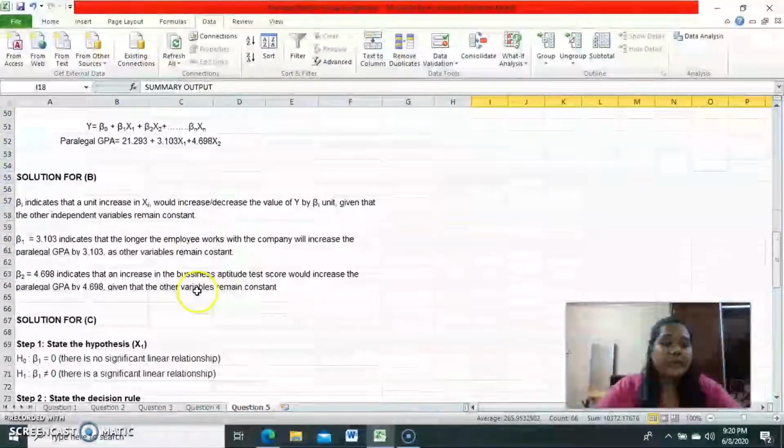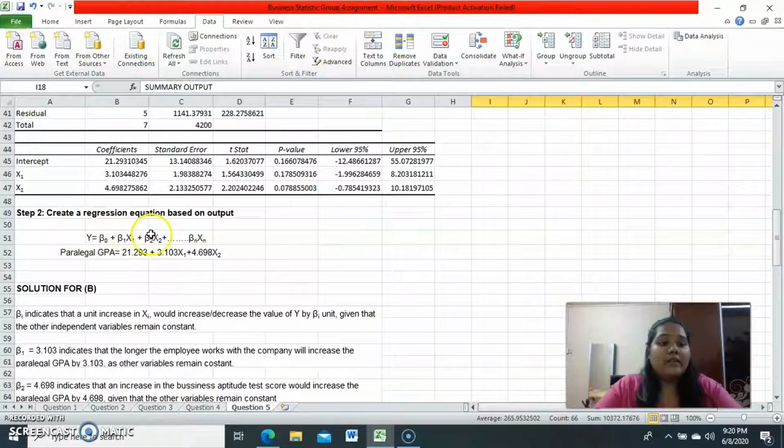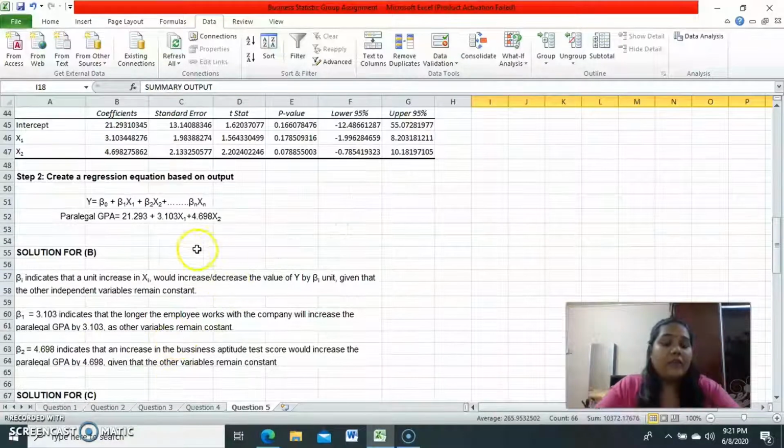For the second step, create a regression equation based on the output: y equals beta 0 plus beta 1 x1 plus beta 2 x2. As we have two variables, there will be only two coefficients, which is parallel GPA equals 21.293 plus 3.103 x1 plus 4.698 x2. These are the coefficients from here. You can see from here. Yeah, that's all for question A.